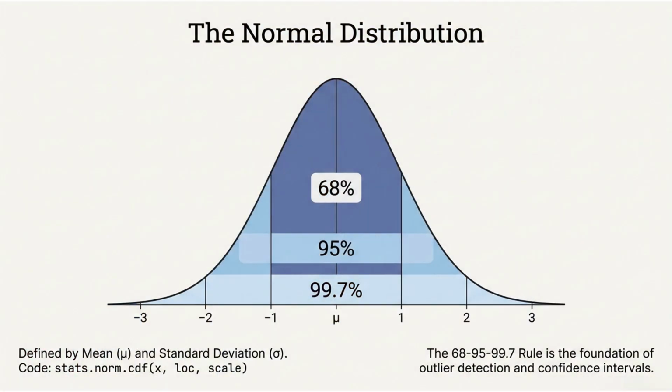The normal distribution is one of the most important distributions in statistics. It is defined by two values, the mean and the standard deviation. The curve is symmetric and bell-shaped. About 68% of the values lie within one standard deviation. 95% lie within two standard deviations. Almost all values lie within three standard deviations. This rule helps in detecting outliers and building confidence intervals. Many real-world variables approximately follow this pattern.